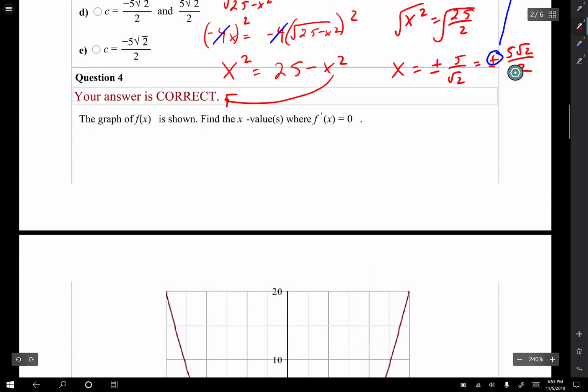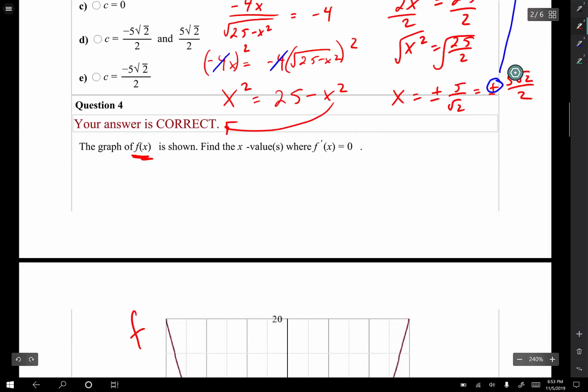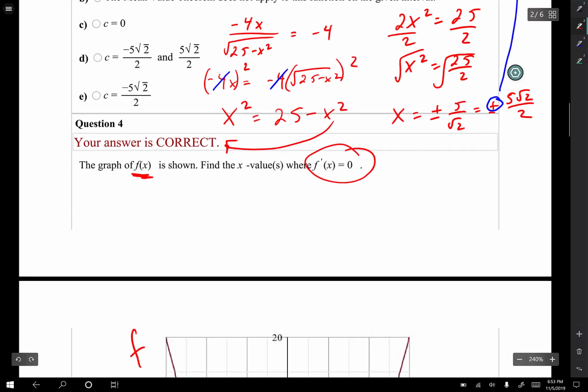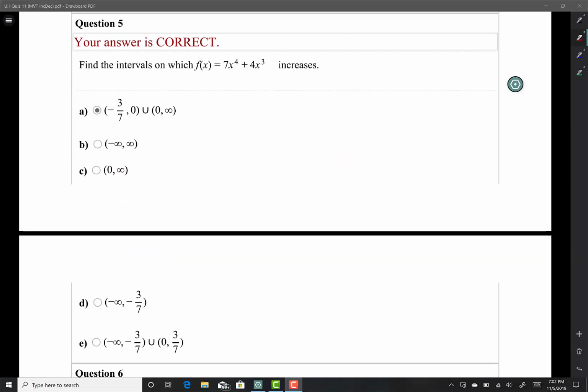This graph here is f prime. The graph of, oh no, it's f of x, sorry. This graph here is f. So they want to know when f prime is 0. Well, f prime means my tangent slope, and my tangent slope is 0 only there. So at x equals 0, and that's it. Let's go to the next one. All right, guys, here we go.